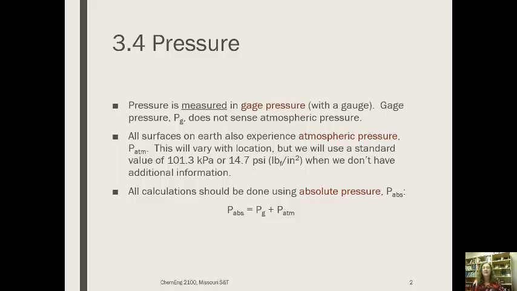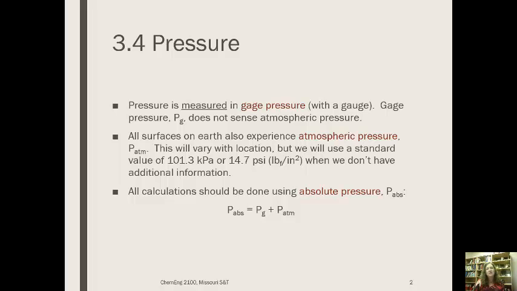Now, psi, if you haven't really done much with pressure yet, is a pound force per inch squared. So it's that force per unit area very clearly when you see it that way, but when you see it as psi, it looks very confusing.